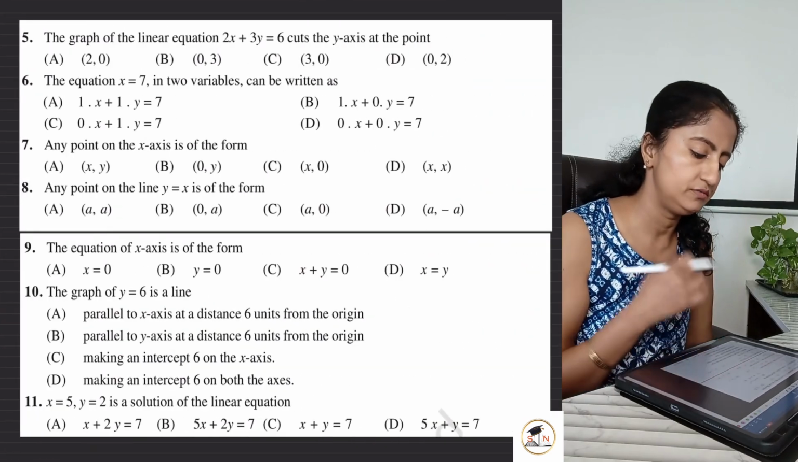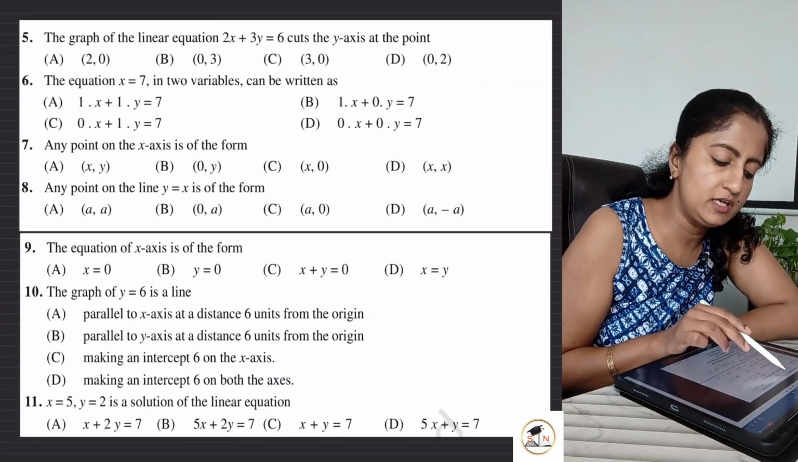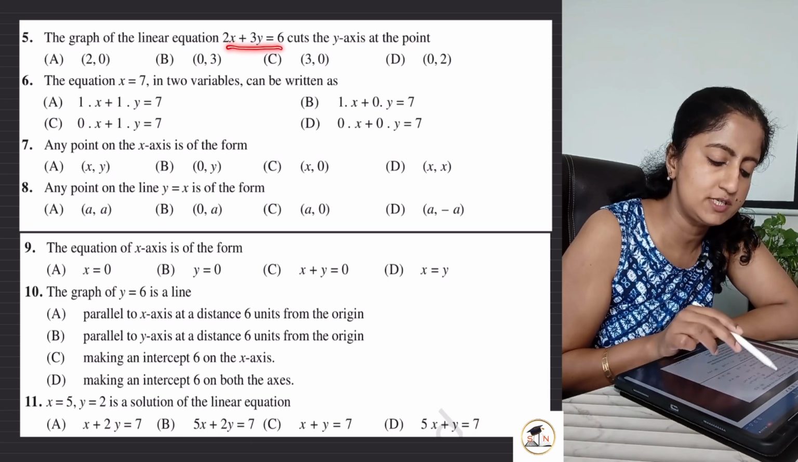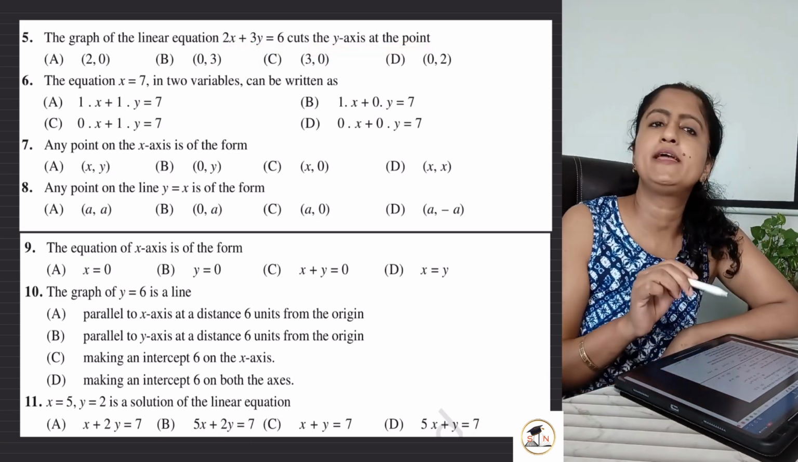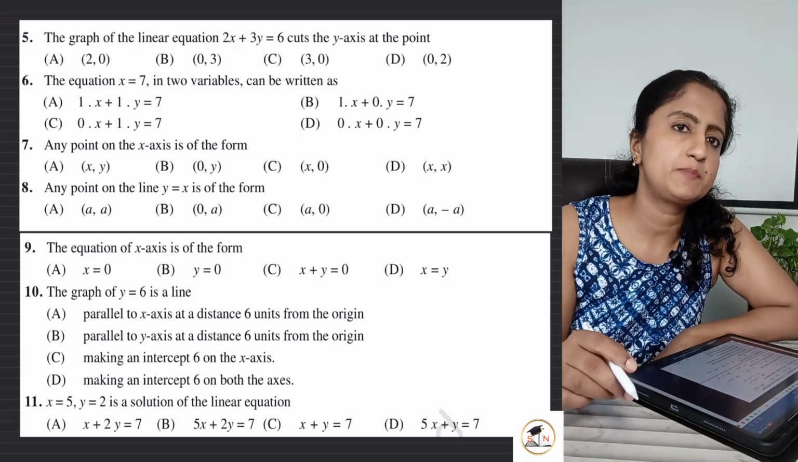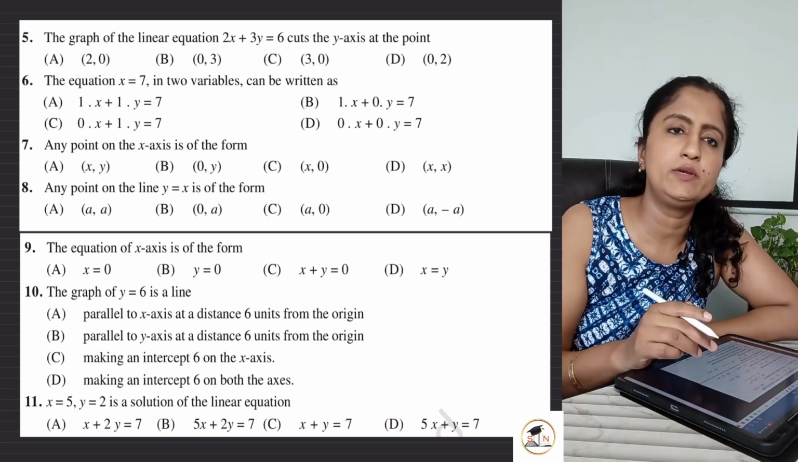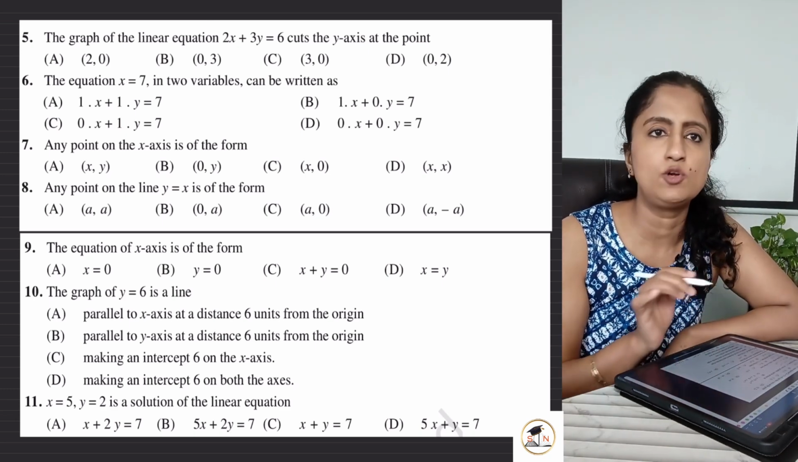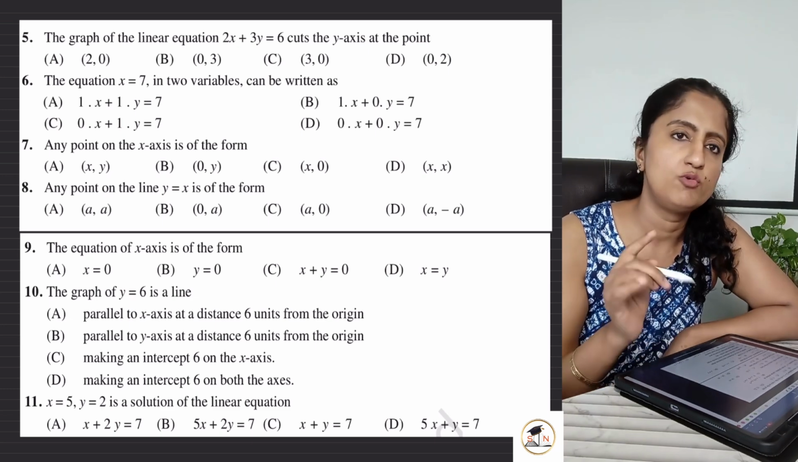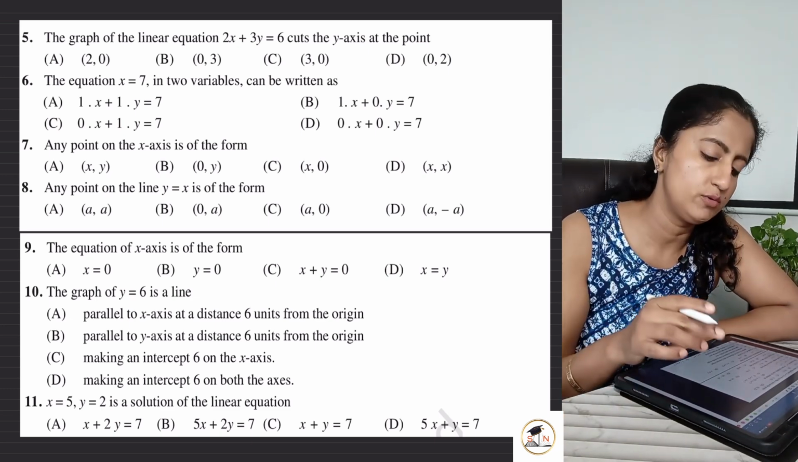Okay, now moving on to the fifth question. The graph of a linear equation 2x plus 3y equals 6 cuts the y-axis at the point. Okay, अब y-axis पे कट हो रहा है. y-axis पे कट होने का मतलब x is supposed to be 0, right? So that is what we need to do. Substitute x as 0. What do you get? You get 0 plus 3y equals 6. y की वैल्यू कितनी आ गई? 2 आ गई. You can write it down and do it.